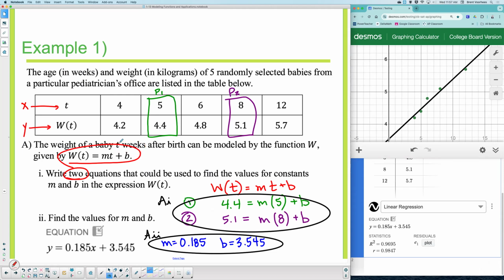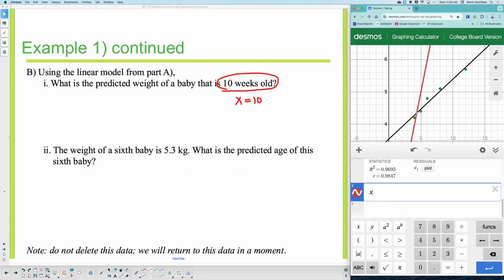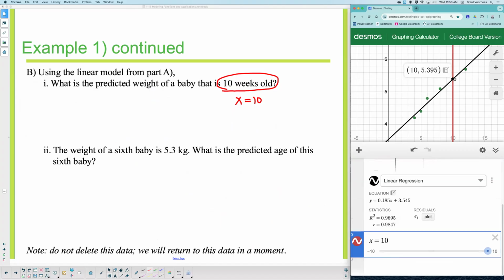T is weeks. Okay, so T represents what in this problem? Sorry, what variable? X. Okay, so what we're going to do in our calculator is we're going to say X equals 10. So now come to your equation. Do not delete anything. Go to a new line and type in X equals 10. Don't type in T equals, type in X equals. Everybody cool with that? All right, you'll notice that it intersects your graph. Go ahead and click where the graph and that new line intersect one another.